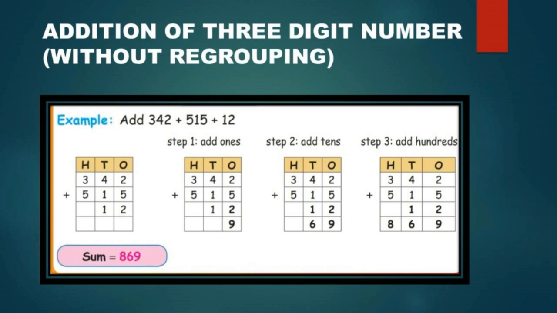Yes, now we must add from ones place. 2 plus 5, 7. 7 plus 2, 9. Yes. The next step we are going to tens place. 4 plus 1, 5. 5 plus 1, 6. Then step 3, we are going to add hundred place. 3 plus 5 is 8. Then the total is 869.